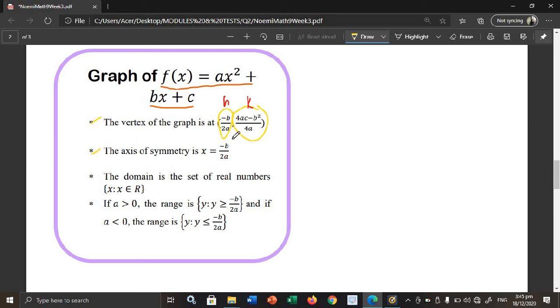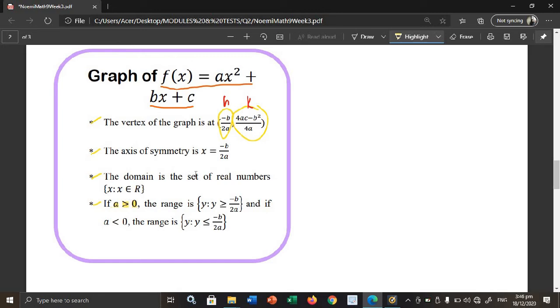And then the axis of symmetry is the value of your h. So kaya ang nakalagay dyan is negative b over 2a. Kapag na-compute nyo na yun na yung axis of symmetry. And then the domain is always the set of all real numbers. And then the range, may condition kasi siya. Again, according sa sign or sa value ng coefficient ng inyong quadratic term.